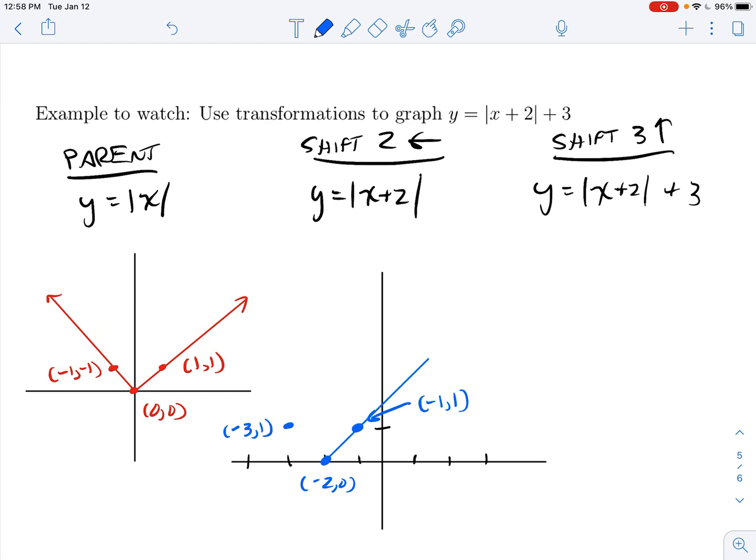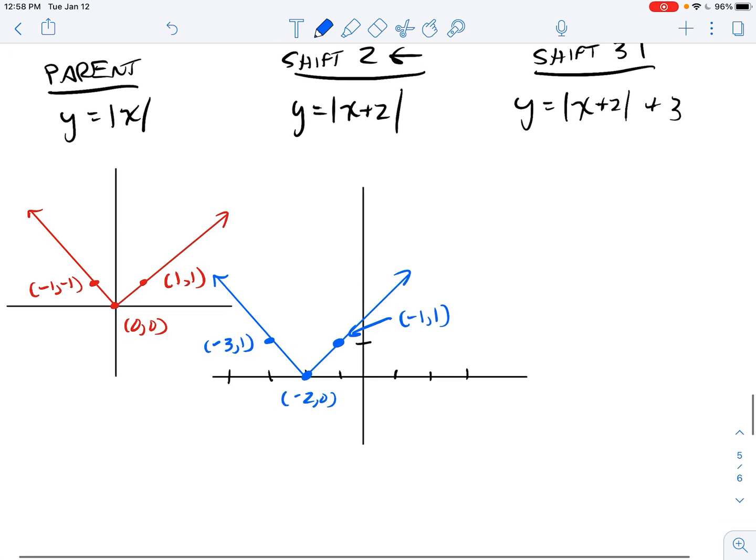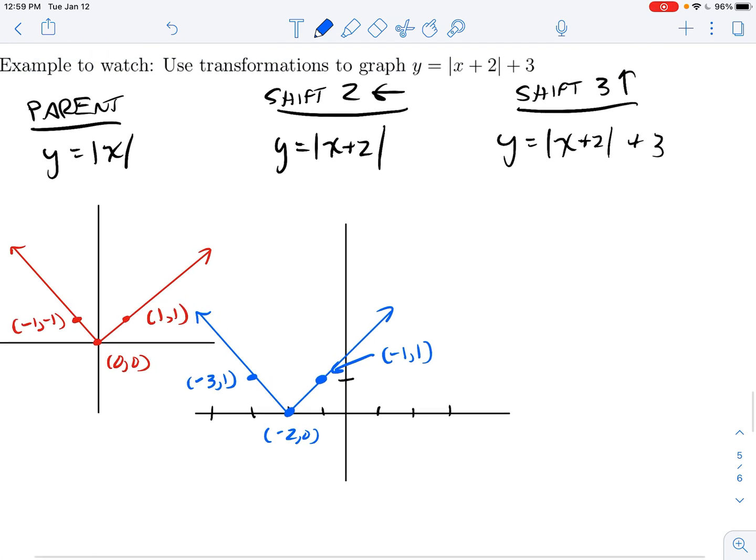And then we'll just reconnect into our V-shaped graph. This blue graph is exactly the same size and shape as the red one, but we've moved it over. Now we're going to move it up.